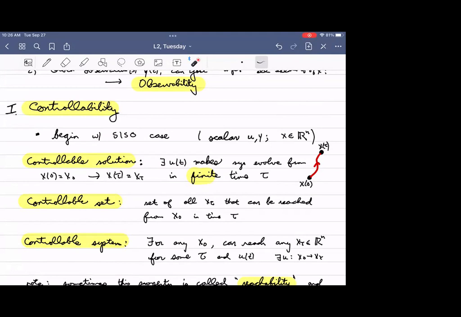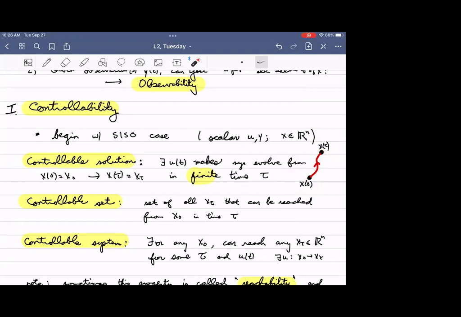There's a lot of jargon and a lot of subtleties about what exactly you mean by saying something is controllable. In the literature, people make a lot of fine distinctions, and we won't be too picky today, but roughly what I'll mean is that there's some u of t that makes a system start from a certain state x at time zero and end up in some other state at a finite time tau. So the question is, is there some u that will take you from here to here?